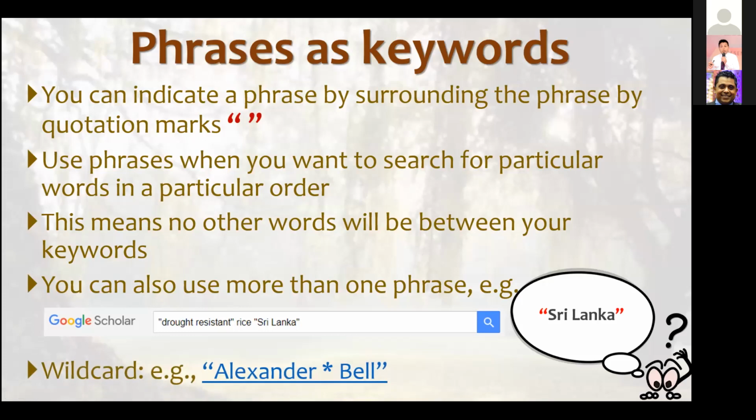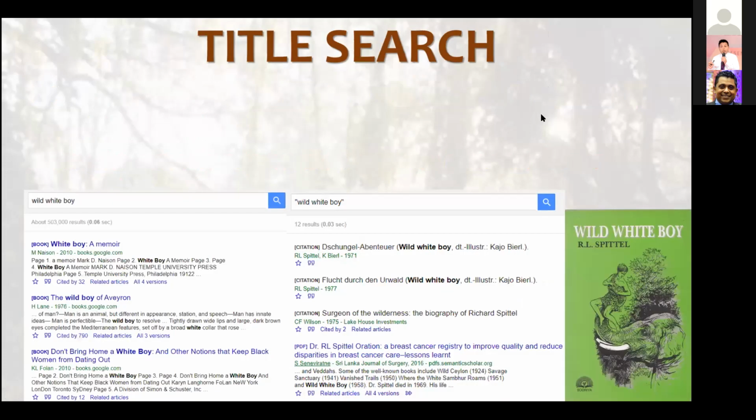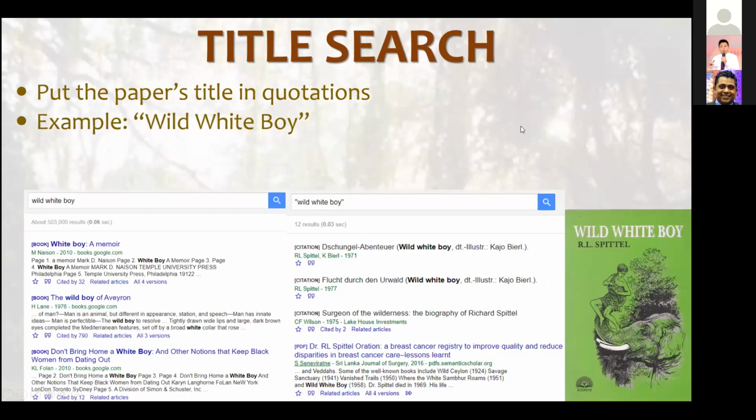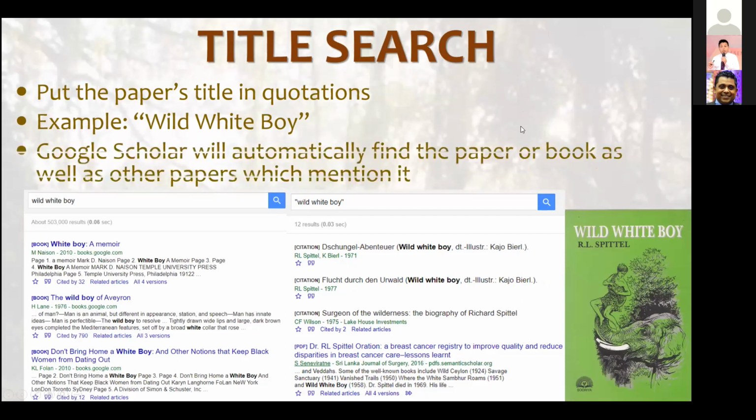So the next thing is you can especially do this for title search. So for example, something like Wild White Boy, a novel written by R.L. Spittle. And then if you just search for wild white boy, it will give you many different results which are not quite relevant, not what exactly you are looking for. But if you want just the entire title, Wild White Boy, and if it's in quotes, you will get exactly the results you want, most probably.